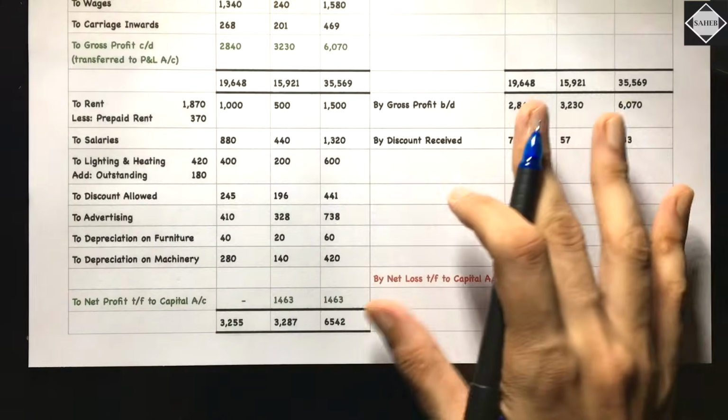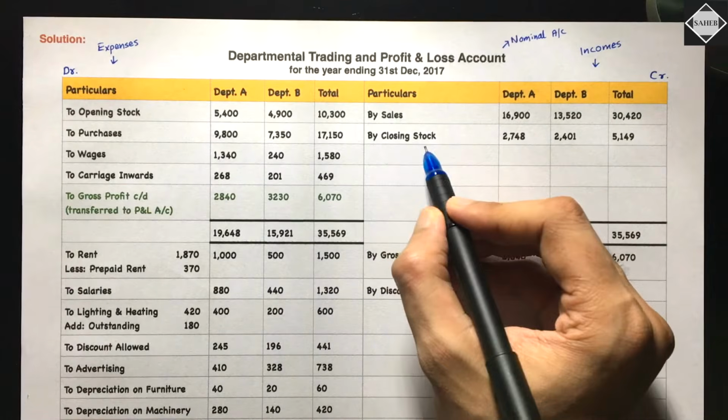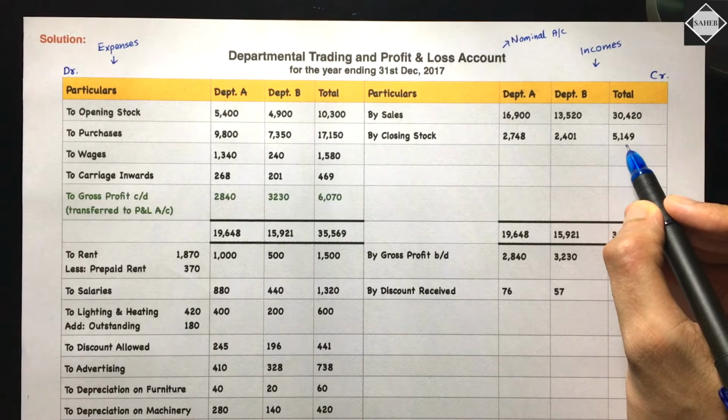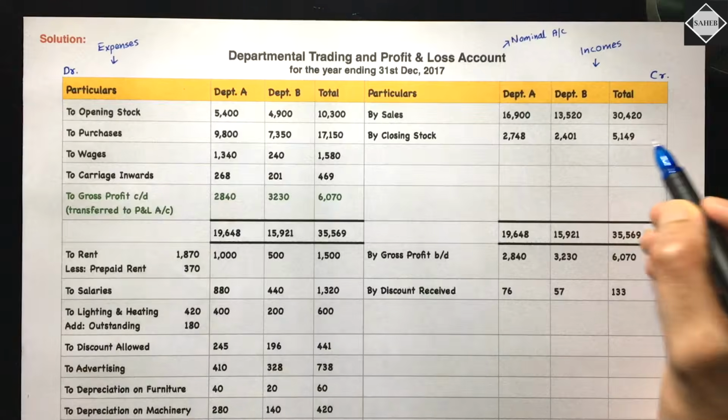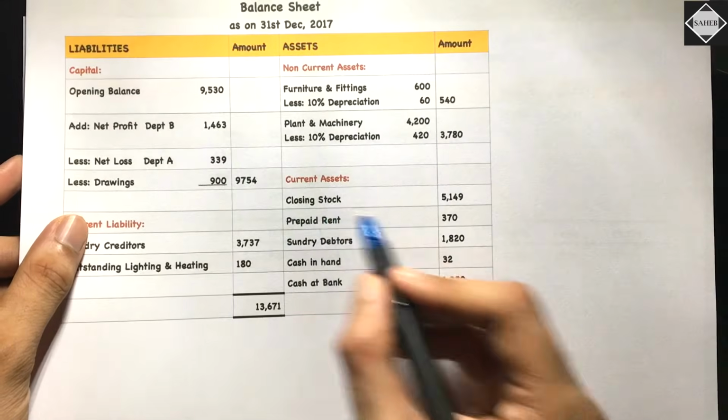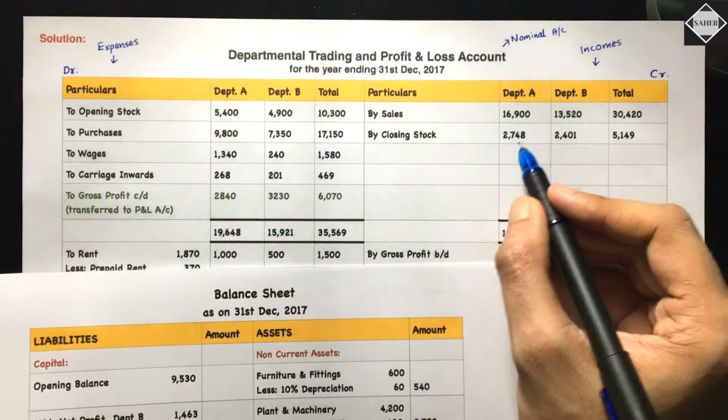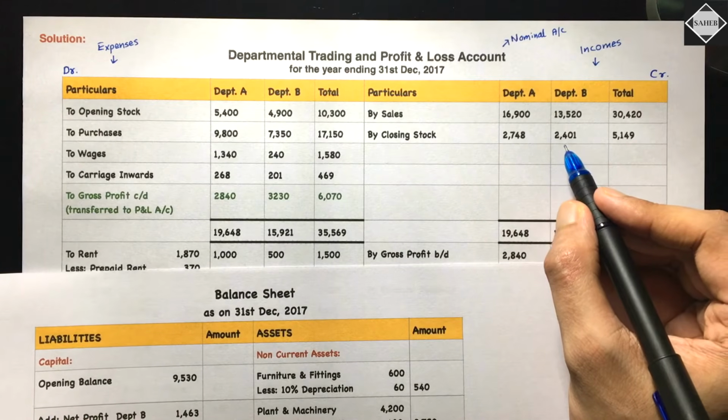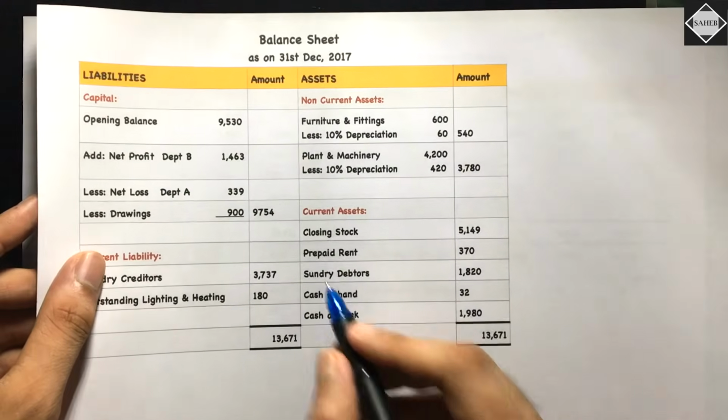Now in current asset, remember, first adjustment was regarding closing stock of how much? 5149 in total, isn't it? So that is what will come over here. Closing stock 5149: of department A 2748 and of department B 2401. Is it clear? Okay. Then prepaid rent.